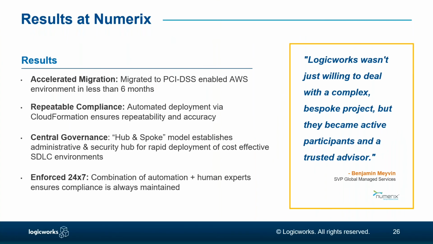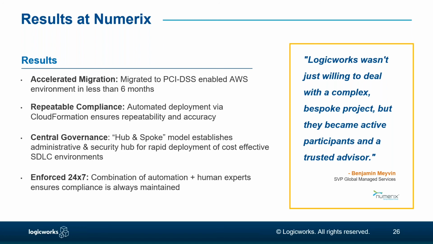For Numerics, this was a really great customer for us, and we really enjoyed working with them. By partnering with Logicworks, Numerics was able to accelerate their migration to AWS while maintaining PCI DSS compliance, which is no small feat, let me tell you. And this was all done within 6 months. And through the use of infrastructure as code, the deployments of new resources were automated, ensuring repeatability and accuracy.